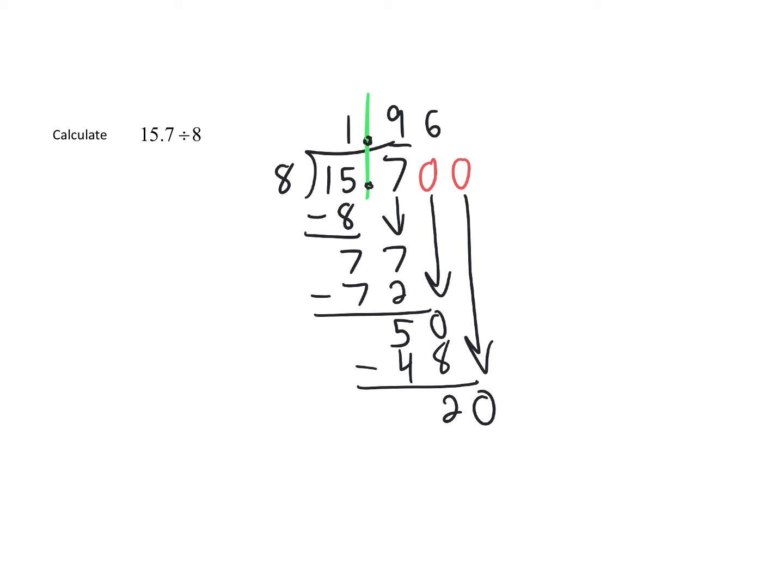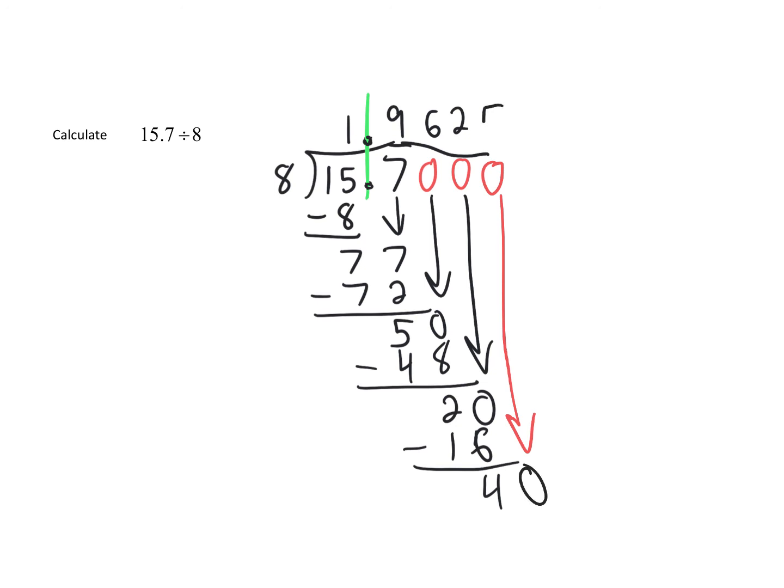8 into 20 is twice. 2 times 8 is 16. Subtract and we get 4. Let's do one more 0. Bring it down. 8 into 40 goes 5 times. 5 times 8 is 40. Subtract this, and we will get 0. So we get an answer of 1.9625.